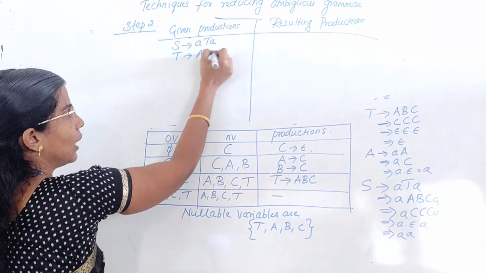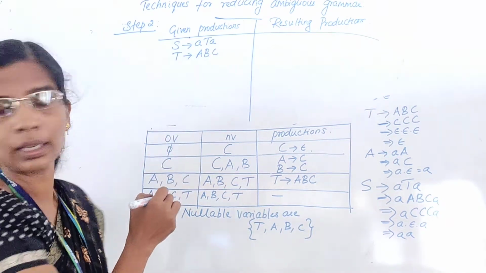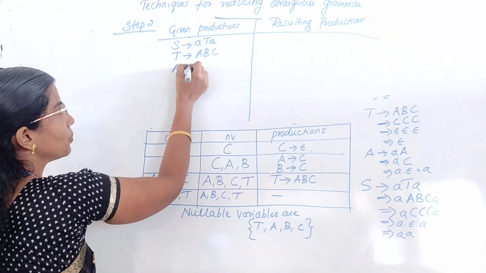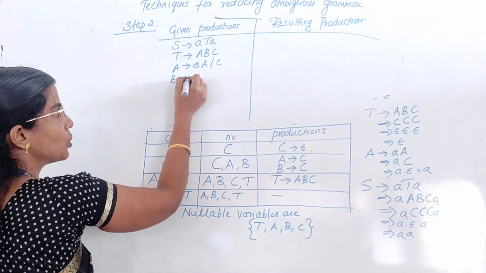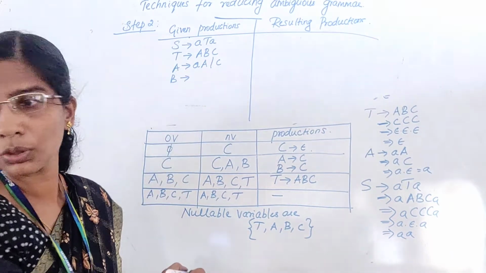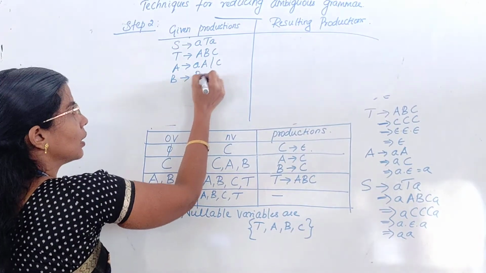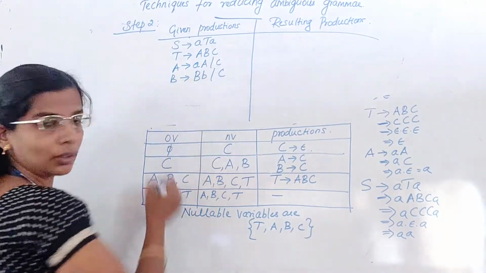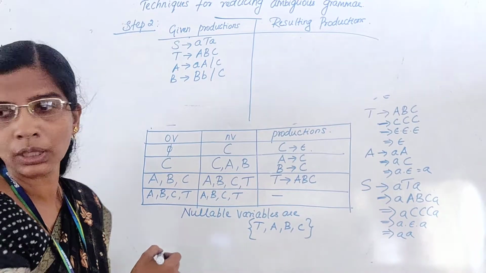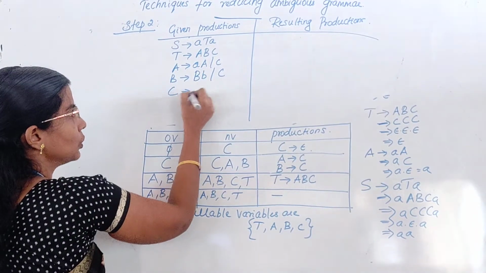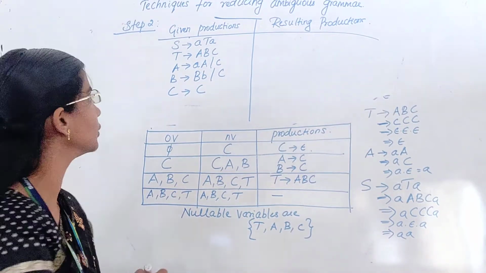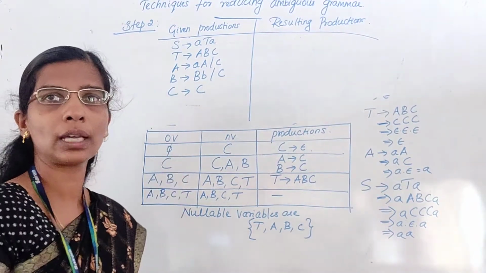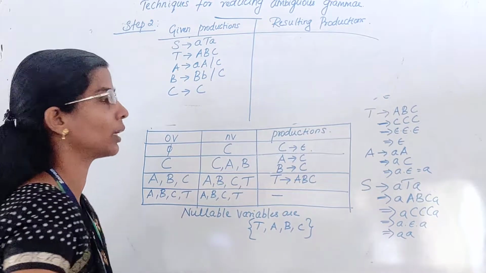S tends to A, T, A. Next it is T tends to A, B, C. A tends to A, C, B tends to BB, C. Wait, I am writing my complete question. C tends to C, or epsilon. Since I am eliminating epsilon production, I won't write it.